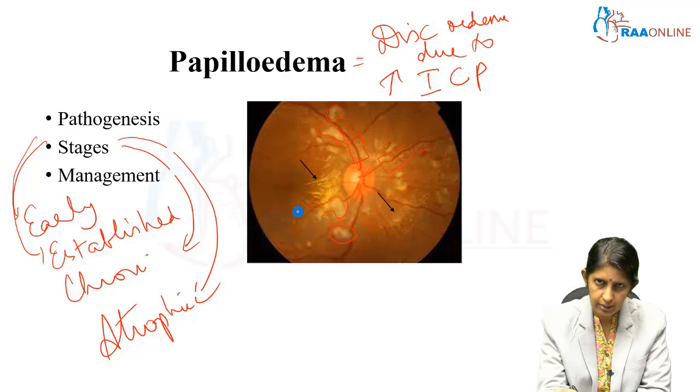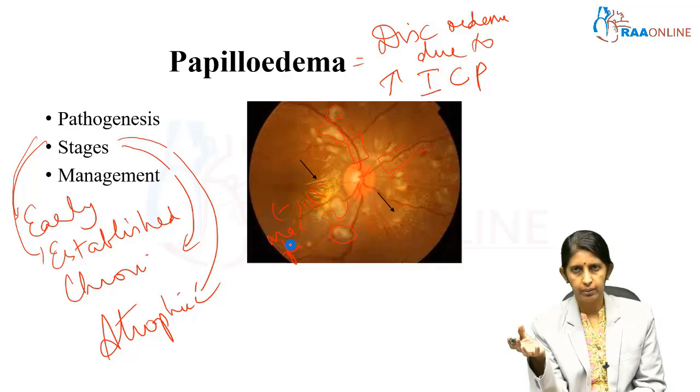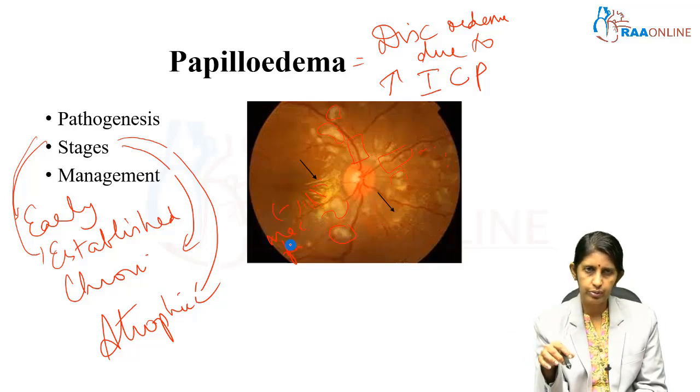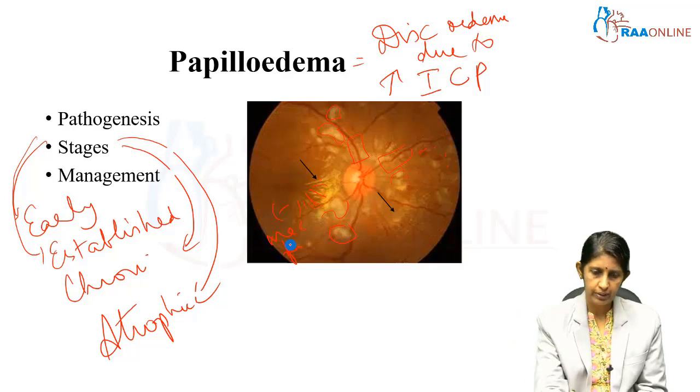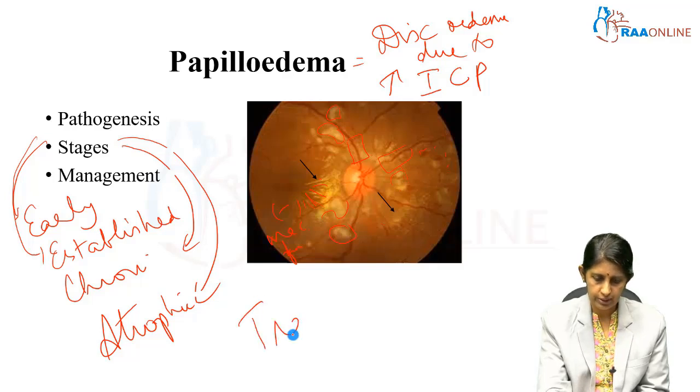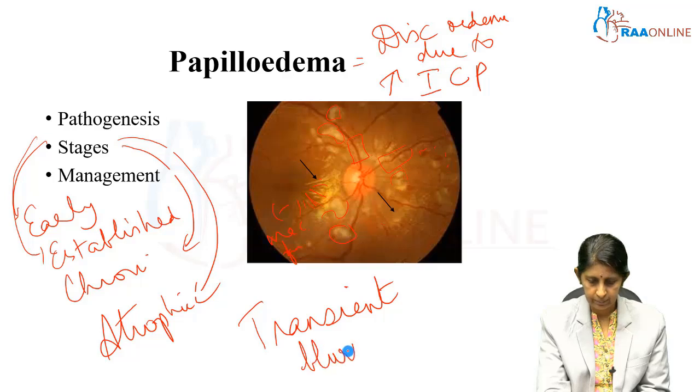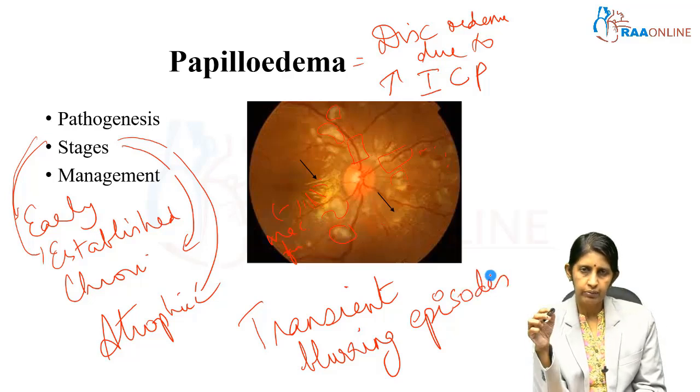So this is called a macular fan. This arrangement like this is called a macular fan. This macular fan arrangement is again classical of papilledema, and once you have seen this, you know that at this point the patient has had transient blurring episodes. So what is the type of visual loss in these patients? You have transient blurring episodes. Then you have chronic papilledema.